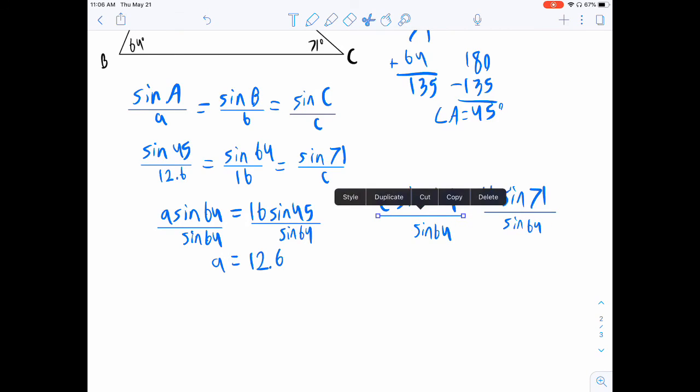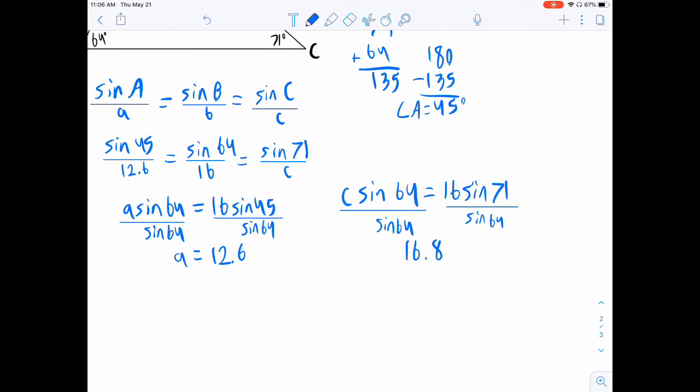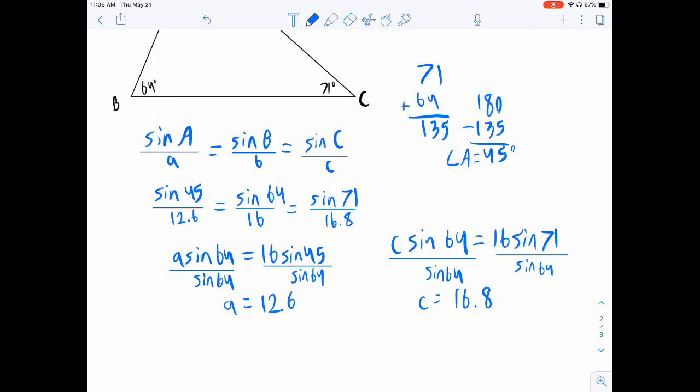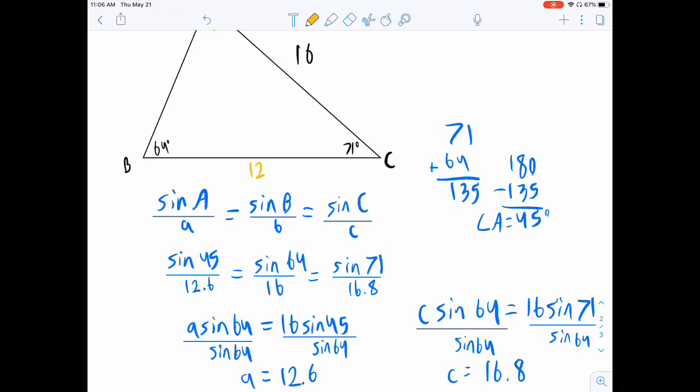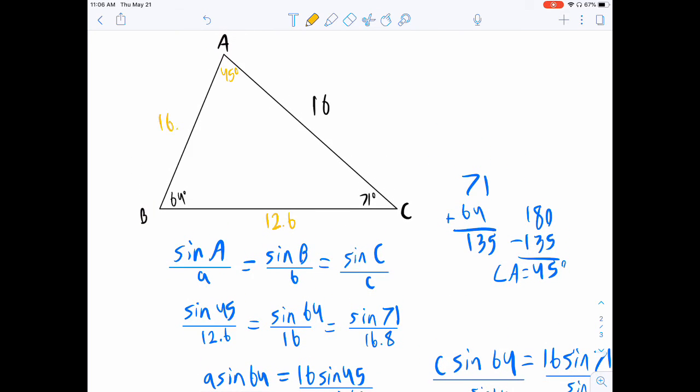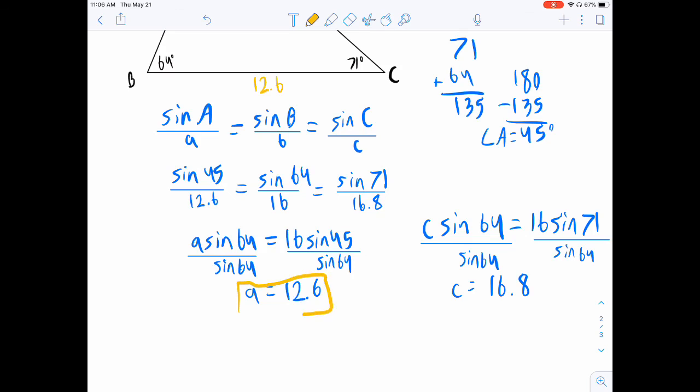Wait a second. And you would get 16.8 as your final measurement for side C. And so now that we have all of these measurements, we can just put them back into our triangle. And we have solved this right triangle.